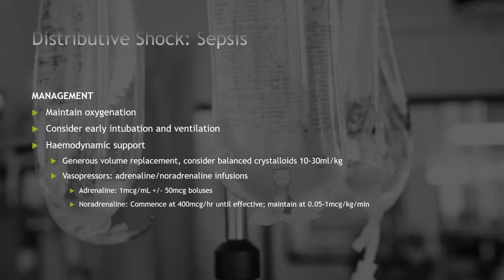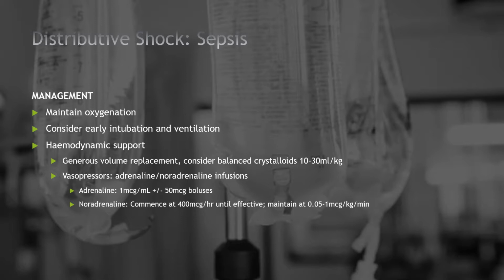There's some recent evidence in the last couple of years, especially like the SMART trial that came out and showed that balanced crystalloids in about every 112 patients or so can reduce the number of acute kidney injuries, reduce the need for dialysis, and reduce the amount of deaths when you compare it to normal saline. And we want to consider a volume of anywhere from 10 to 30 milliliters per kilogram.